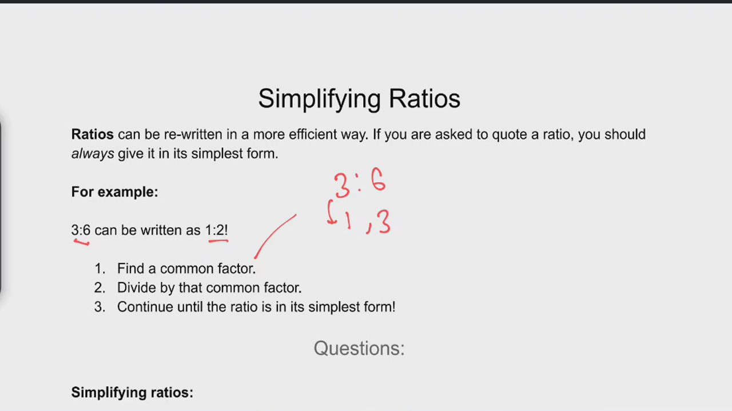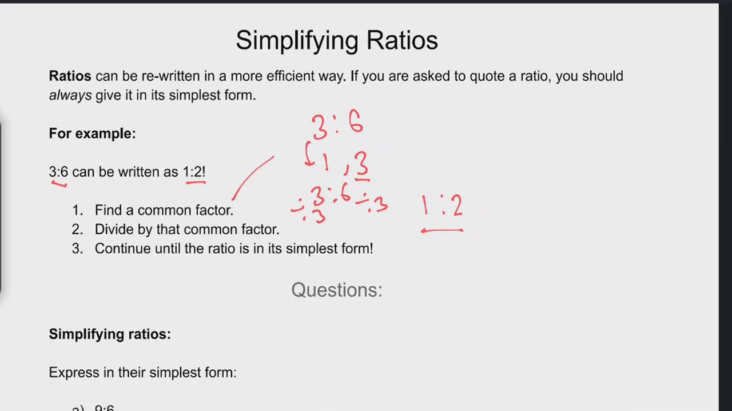And so what do we do next? Well, we divide by the largest common factor, which is going to be 3. So we take either side of the ratio, so we've got 3 to 6, and we divide by 3. So 3 divided by 3 becomes 1. 6 divided by 3 becomes 2. We want to continue this process until we can't really divide anymore, and we want to keep it as a whole number, either side as integers. And that is our answer, 1 to 2.